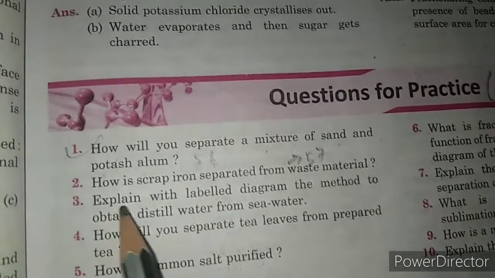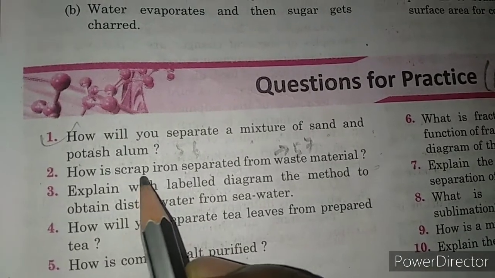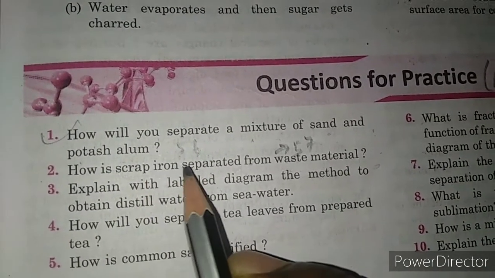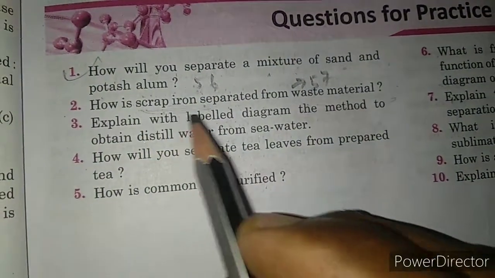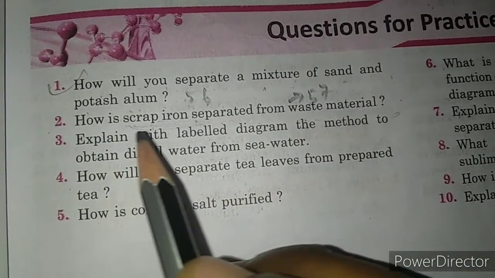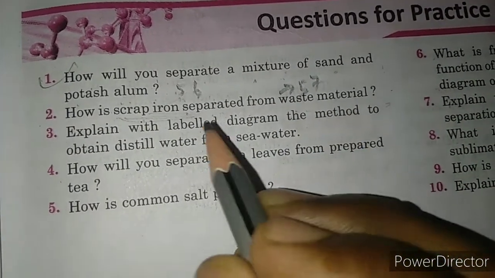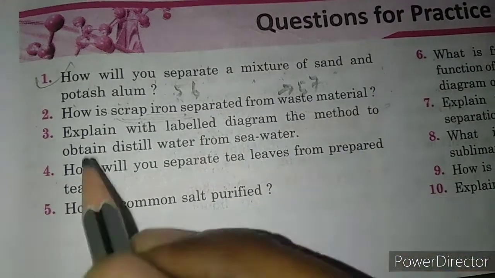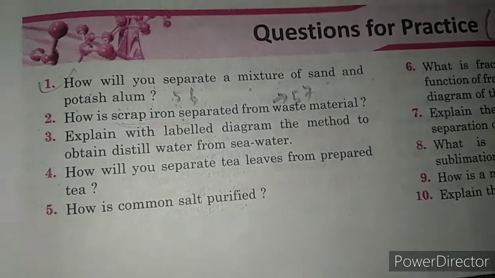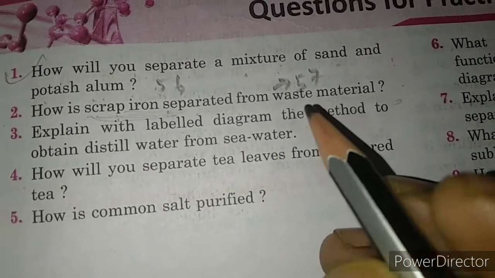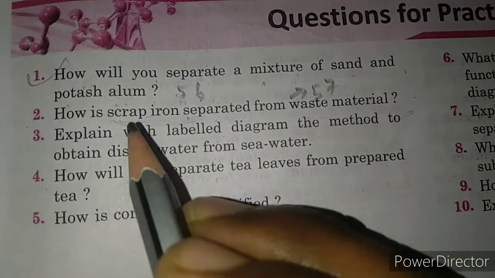After that, the next question: how is scrap iron separated from the waste material? Here we know that iron has a magnetic property. That is why we can use magnetic separation. So you will write, to separate scrap iron from the waste material, we can use the following method. You will write the heading separation by the magnet, and under it you will write: we move the magnet in the mixture of waste material and the scrap iron.